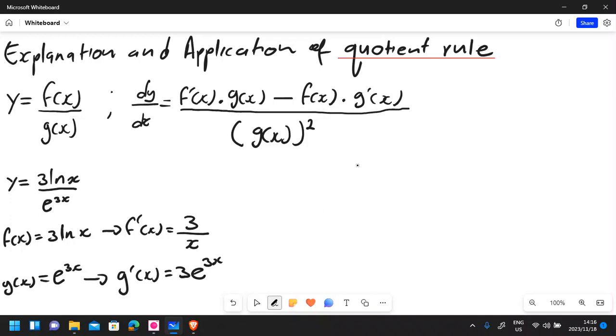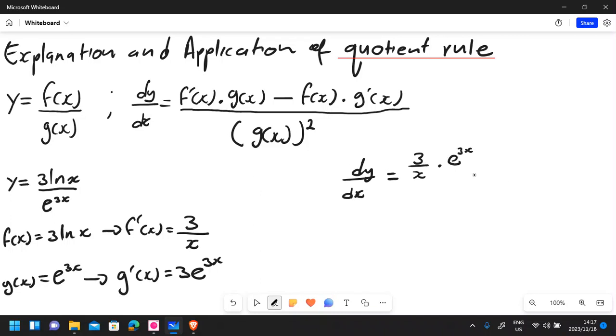So your dy over dx for this one here that we have, we just have to substitute. Now remember, you substitute with the derivative of f of x. So what is the derivative of f of x for this one? It's going to be 3 over x, then multiply. So now we multiply by g of x. In this case, what is our g of x? Our g of x is e to the power of 3x. So you write e to the power of 3x, and that's it.